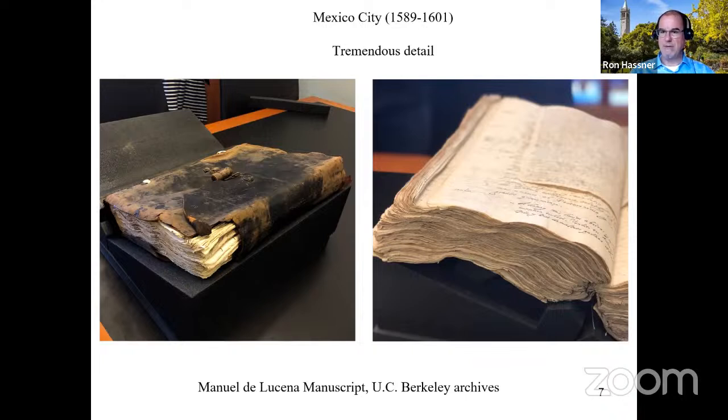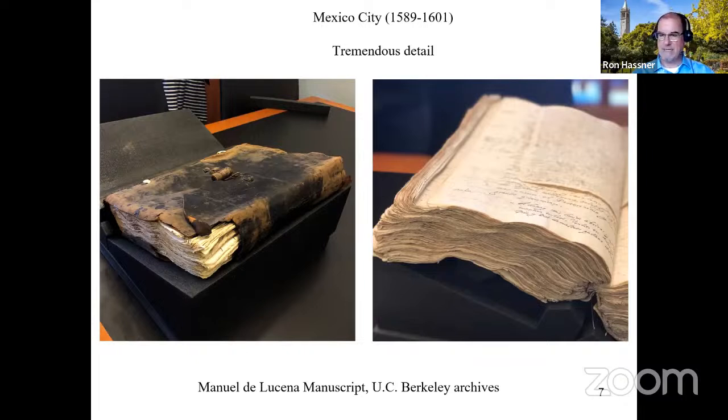Here I have available to me some extremely detailed trial documents. Not too many, a couple of dozen. But each one of these trial documents contains a wealth of detail. So at my own university, there are several of these trial documents from Mexico City. This one is a very significant document. It's the trial of Manuel de Lucena, and it covers 1,500 pages. I think you can see in the image that it's extremely detailed.